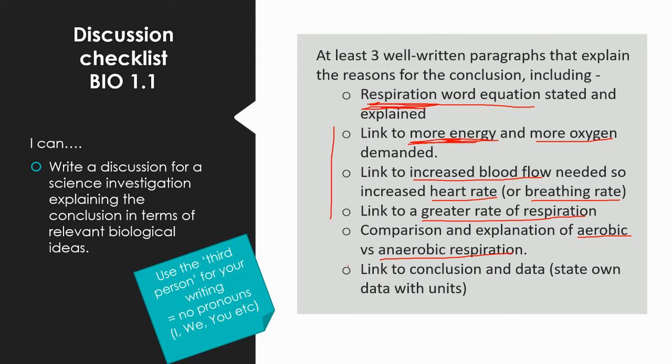And then most importantly, this one is important, big star, link it to your conclusion and your data, and state the fastest or the slowest or some sort of link that connects this theory part, what is happening and why. So in your discussion, you're explaining why. And try, if you can, to write in the third person and avoid pronouns like I, we, you. Write as though you are a narrator.